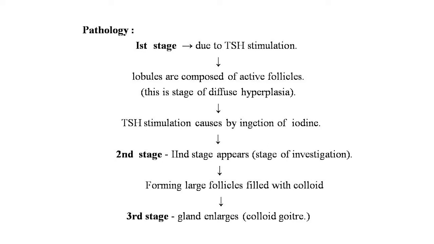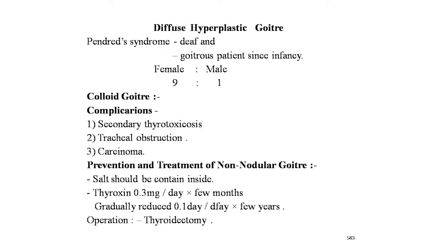This is the stage of diffuse hyperplasia, where TSH stimulation is caused by the injection of iodine. The next stage is the second stage, the stage of involution, forming large follicles filled with colloid. In the third stage, the gland enlarges: colloid goiter.